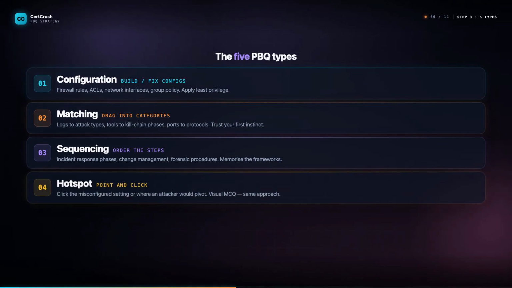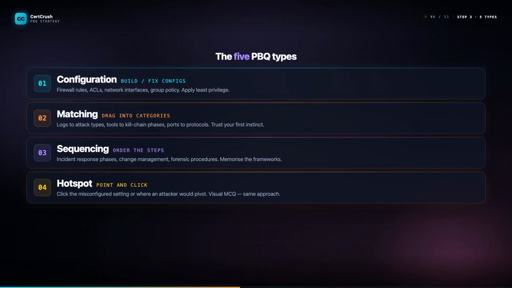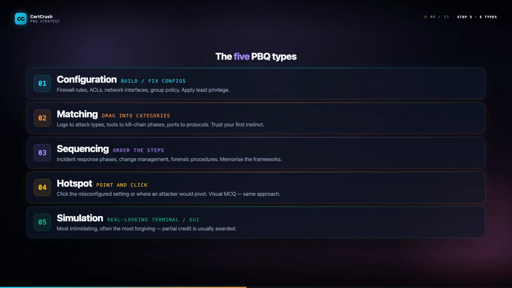The fourth type is hotspot, also called point and click. You click on a specific part of a diagram or interface, identify the misconfigured setting, point to where an attacker would pivot. These are essentially visual multiple choice, so treat them the same way. And the fifth type is simulation, or lab-based. You are in a real-looking terminal or GUI, and must perform commands or clicks to complete an objective.